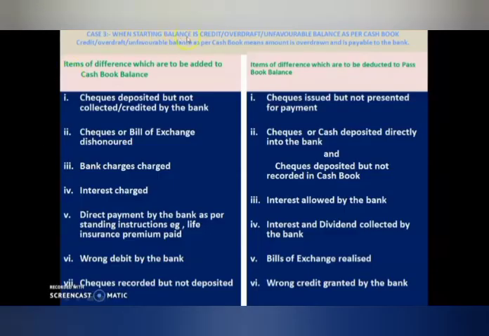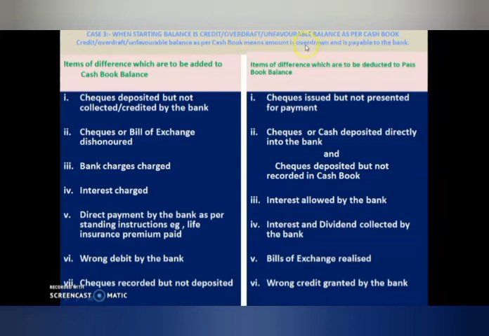Third case, when the starting balance is credit, overdraft or unfavorable balance as per cash book. Your cash book credit side, meaning your payment side, is more. That means the amount is withdrawn and is payable to the bank. Overdrawn means, suppose there is 10,000 in your bank account and you have withdrawn 12,000. That is a case of overdrawn, which is also known as overdraft facility, which is provided by the bank to some of the privileged businessmen. So overdraft is like taking a credit from the bank.